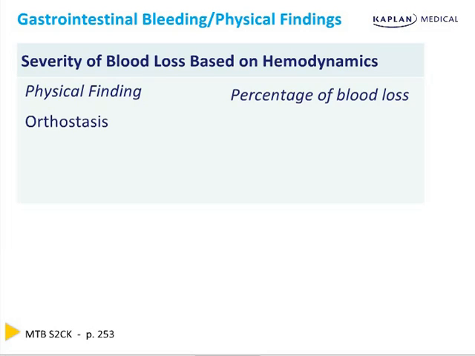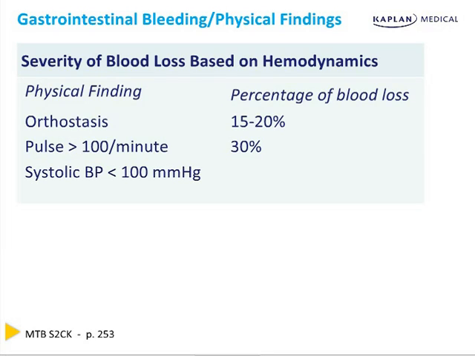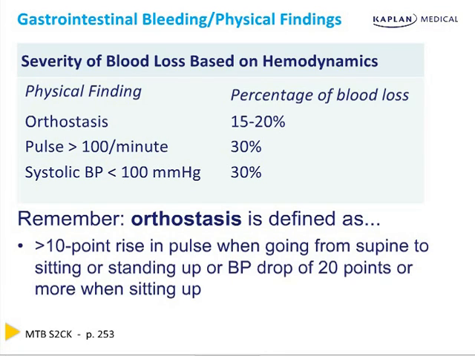We saw with the first question that GI bleeding can have a profound effect on hemodynamics. When a patient is orthostatic, they've lost 15 to 20% of their blood volume. When they become tachycardic, they've also lost 30%. When their systolic blood pressure is less than 100, they've already lost 30% of their blood volume. The most important key step here is resuscitation. Remember, orthostasis is defined as a greater than 10-point rise in the pulse when going from supine to sitting or standing up, and a blood pressure drop of 20 points or more when sitting up.